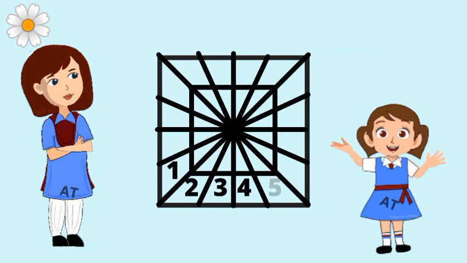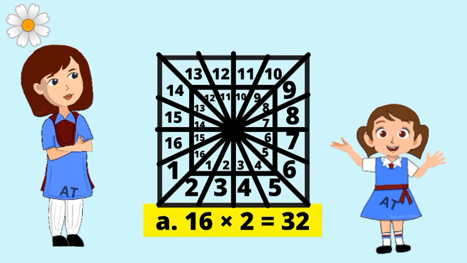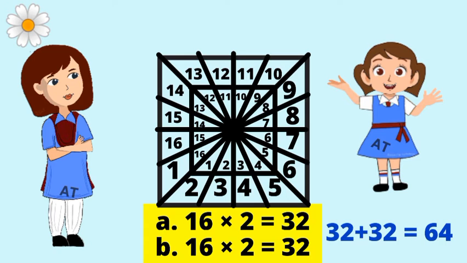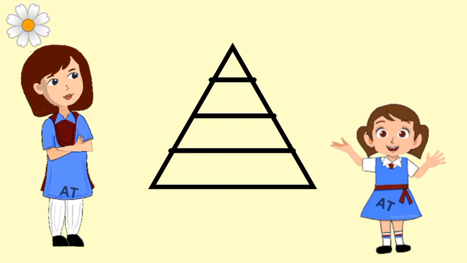Oh, I got it. I wish to solve this one. Outer triangles are 16 in number, and the inner triangles too are 16. So 16 into 2 is 32. We'll do it twice. Add 32 and 32. We'll get 64 triangles in total. Excellent! Let's learn some more new tricks.